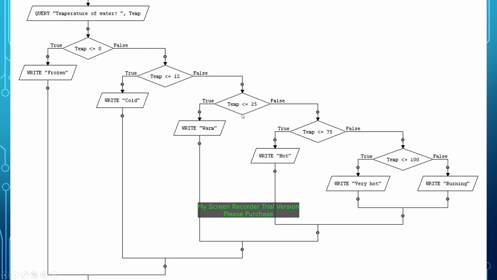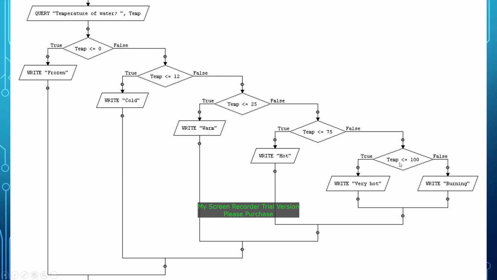If it is false, the program will do another check, seeing if temperature is less than 25. If this is true, the program will write warm. If this is false, we can do another check, seeing if the temperature is less than 75. If this returns true, we get hot. If it's not, we do the final check.